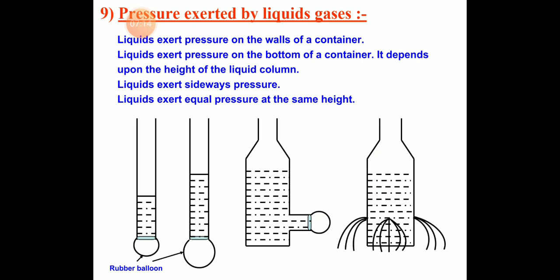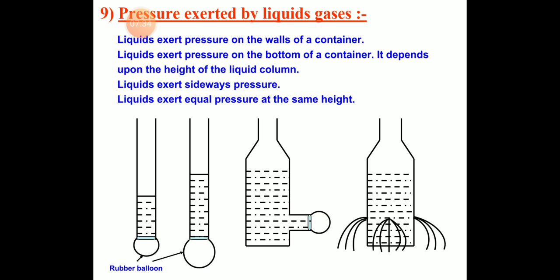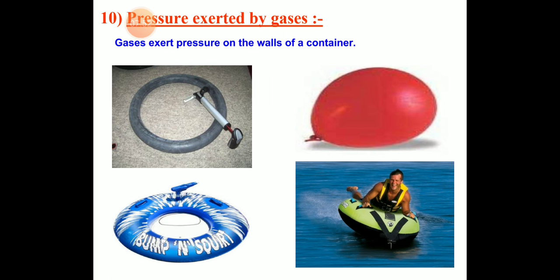In the fourth diagram you can see the height is the same, so the pressure will be the same and the liquid will just move out of these pores and fall at the same distance from the container. If we go deep into the liquid, see in the first case the height is less and in the second case the weight of the liquid is more. So if we go deeper into the liquid, the pressure will increase and the liquid will move farther from the container.